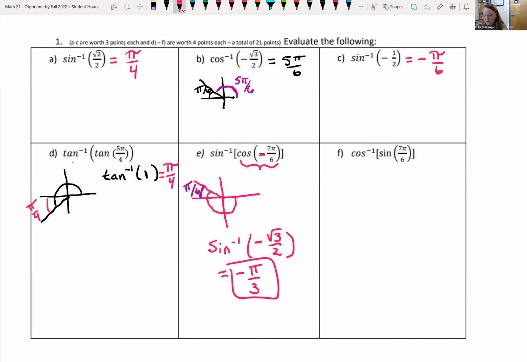So the next one, cosine inverse of sine of 7 pi over 6. Well, again, working our way outwards. So graphing that 7 pi over 6, that's going to get me down into the third quadrant. It makes me have a reference angle here of pi over 6. And so sine of pi over 6 is 1/2, but we're in quadrant 3, so sine is negative. So this is cosine inverse of negative 1/2.